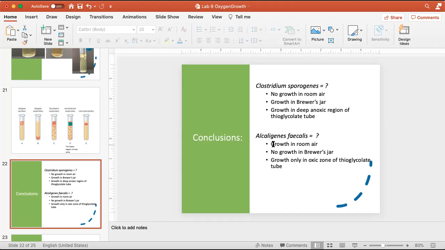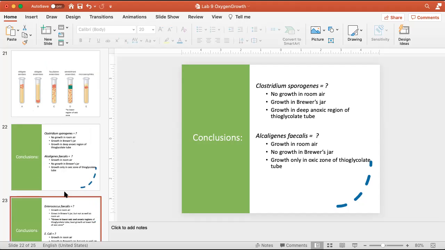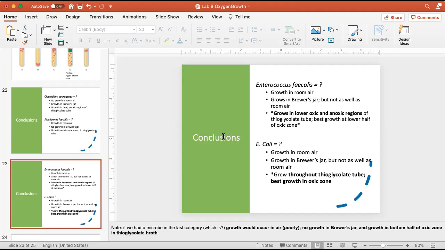Alkaligenes grew for us in room air and did not grow in the brewer's jar. We saw growth in the thioglycolate tube only in that oxic zone. And that tells us that Alkaligenes is an obligate aerobe. It requires oxygen for survival. If you put it into a region with no oxygen, it cannot grow. Those are the two that are, I think, the easiest ones to see in the results. The other two, not quite as easy.